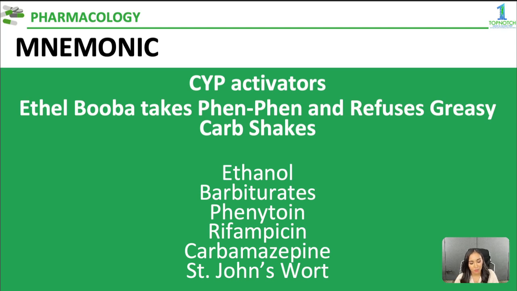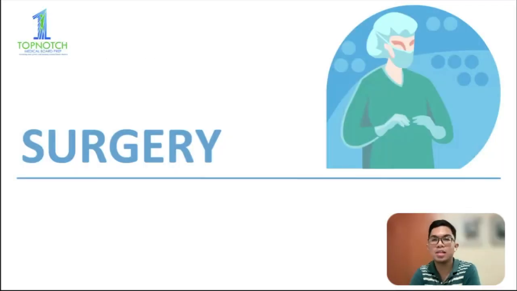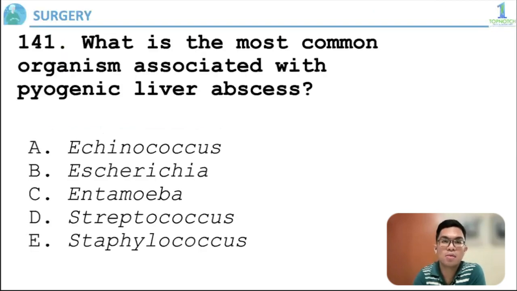Kapit lang, guys. Okay, so 7 down. Let's proceed to our 8th subject, surgery. So, first question in surge. So, what is the most common organism associated with pyogenic liver abscesses? It's your E. coli. Okay.